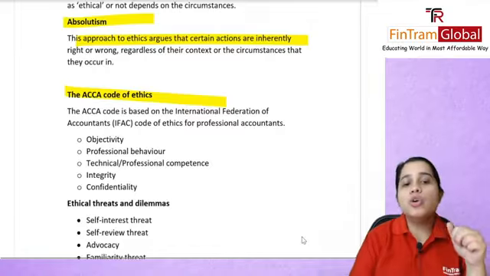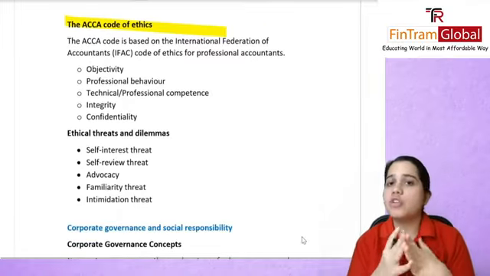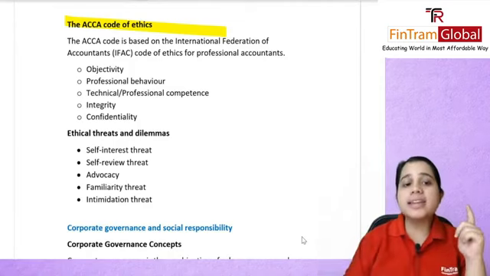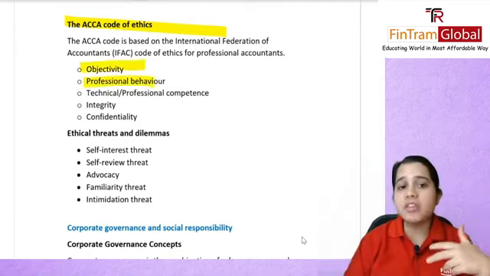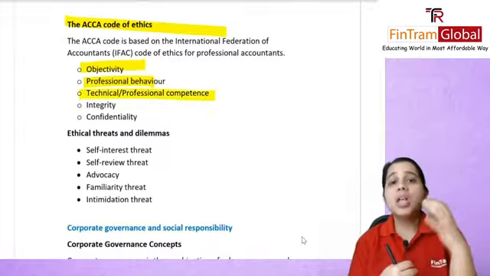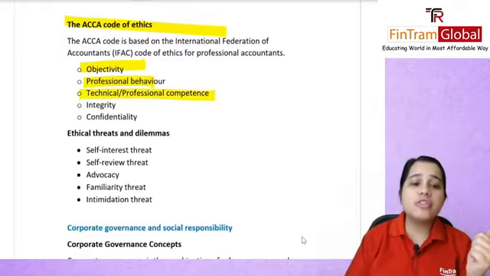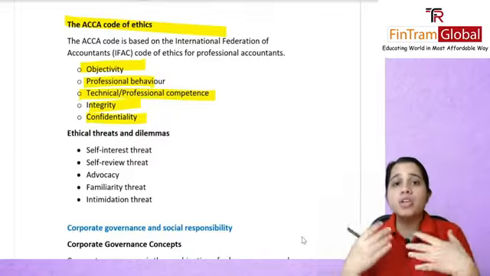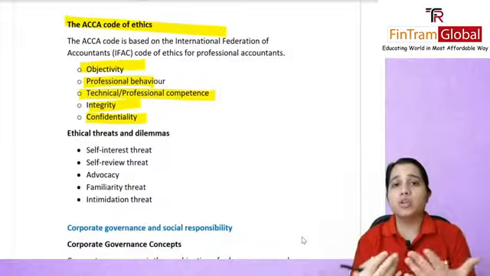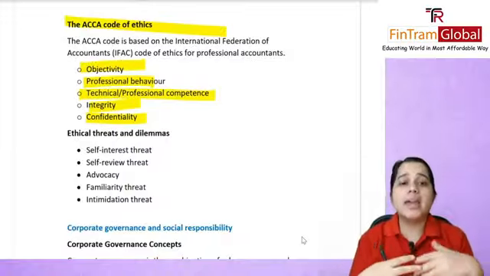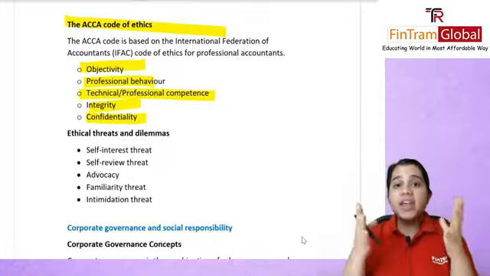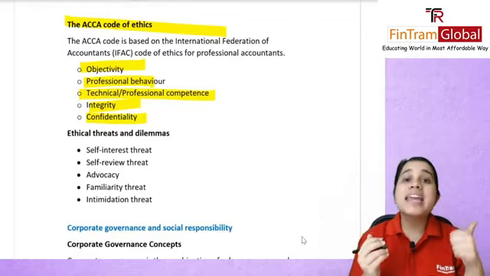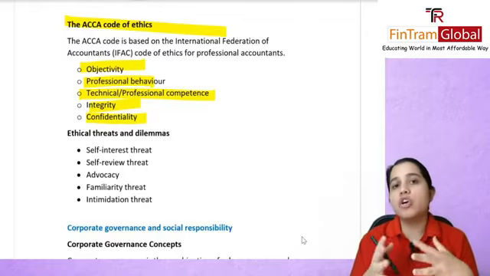Next, the ACCA Code of Ethics. Your International Federation of Accountants, that is IFAC, has provided a code: objectivity, professional behavior, professional competence, integrity, and confidentiality. Objectivity means being free from bias. Professional behavior, obviously if you're working somewhere, you make sure you behave professionally, you talk properly, and respect your clients. Professional competence means you have enough technical knowledge, and whatever you tell your client, you are sure about it. Integrity means being honest in your dealings.